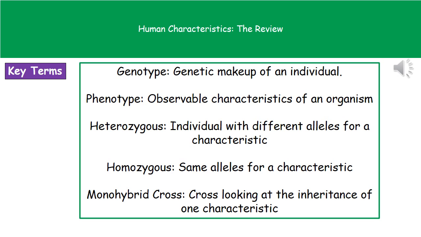Heterozygous is an individual with different alleles for a characteristic. So they've got the 2 different alleles there. Hetero obviously just means different there. Homozygous is the same alleles for a characteristic. Okay, so homo means same. And then the monohybrid cross at the bottom there is where we're going to do a cross that looks at the inheritance of one characteristic. So all we can do there is take some individuals, breed them together and see what the outcome of that characteristic is.